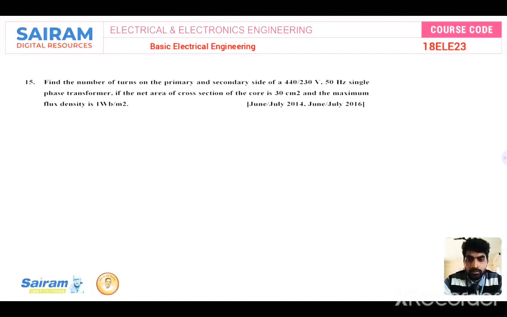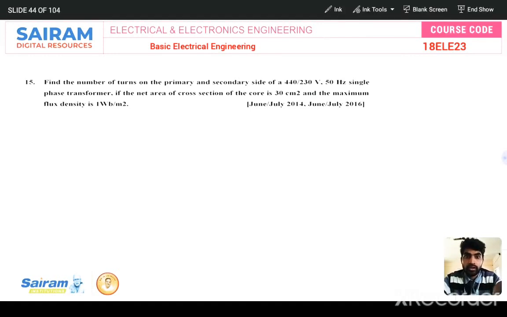Find the number of turns on the primary and secondary side of a 440 volts, 230 volts, 50 hertz single phase transformer. I'll just draw the diagram for your reference. If you want, I'll draw the complete constructional part. Otherwise, I'll draw only the symbolic representation. For this problem I'll draw the constructional transformer connection, and in the next problem I'll draw the symbolic representation. This question appeared in 2014 and in 2016. They have not changed even the data, right?